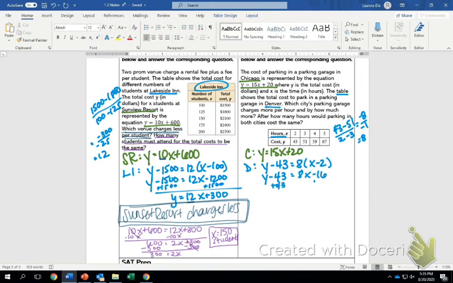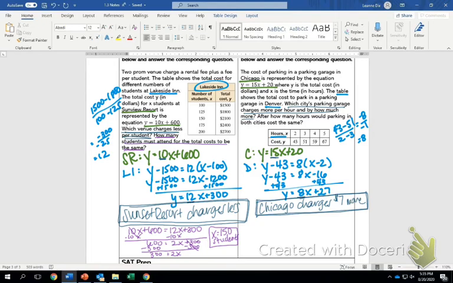And then I'm going to add 43 on both sides because I want to isolate my y. And I should get 8x plus 27. All right, so again, the question is, which city's parking garage charges more per hour and by how much more? Chicago is $15 per hour and Denver is $8 per hour. So I could say that Chicago charges $7 more, and that is my answer.